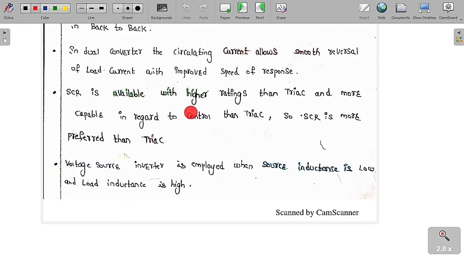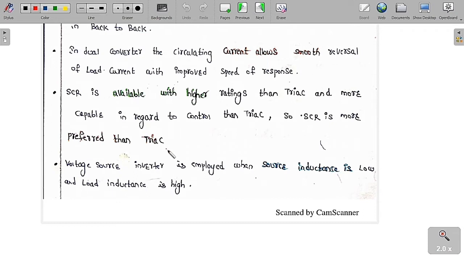SCR is available with higher ratings than triac and more capable in regard to control than triac. So SCR is more preferred than triac.